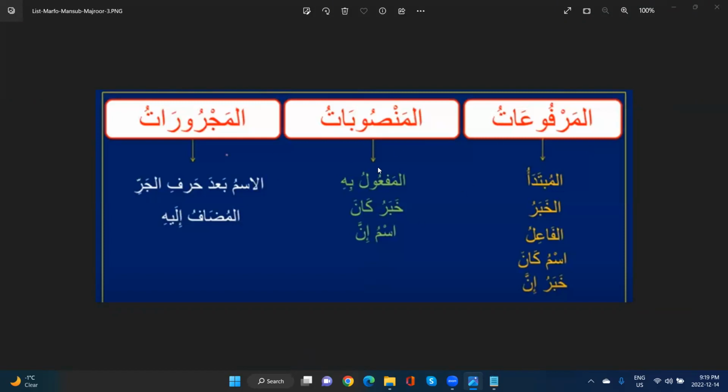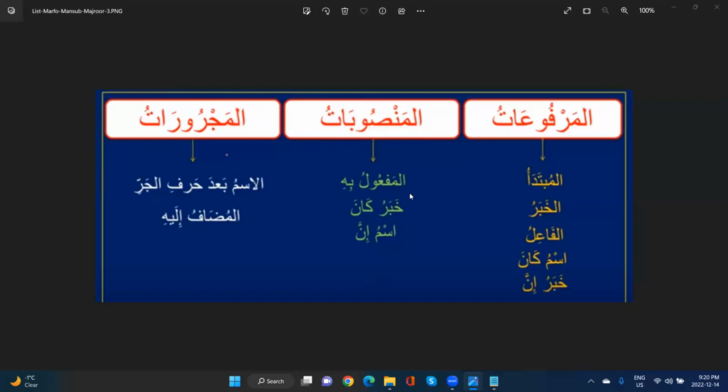So what are some of the mansubat we know? As soon as we deal with the maful bihi, we know that it is going to be nasab. Khabru kana is going to be nasab. Ismu inna is nasab. Khabru kana is nasab, but khabru inna is rafa. This will be rather hard to remember because those are reversed. Ismu kana but khabru kana, and khabru inna but ismu inna. The list is basically this way because the marfuat are supposed to come first.